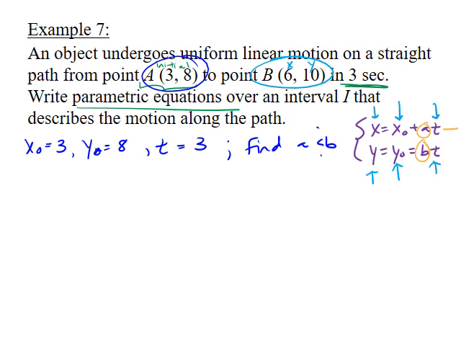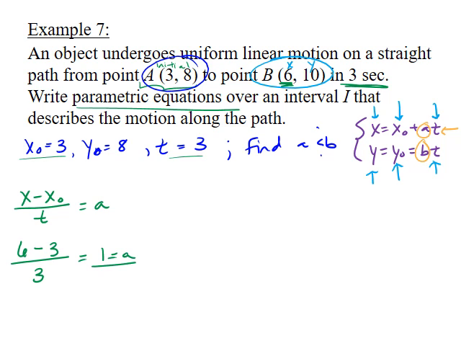So I'm just going to solve for A here. When I solve this for A, I have x minus x sub 0 divided by t is equal to A. And I'm going to plug in all of this given information here. So x, again, is 6, right here. The initial value for x is 3 divided by time. This is equal to 1. So we have just found A to be 1.